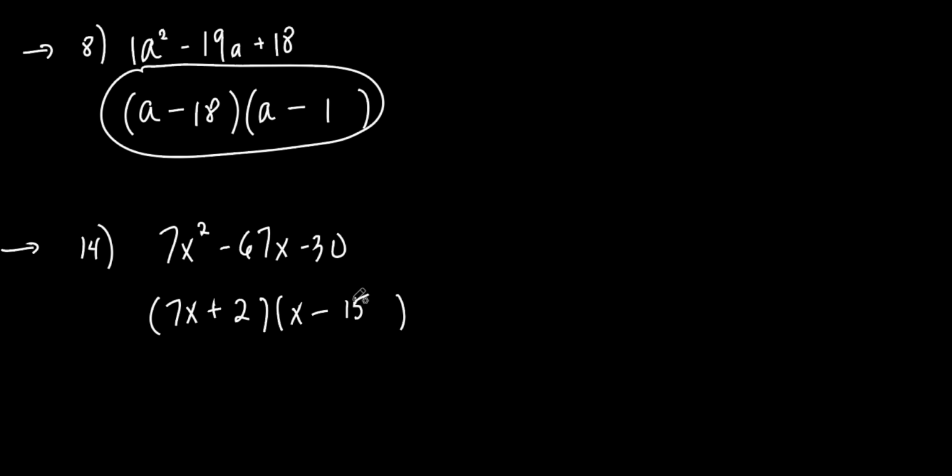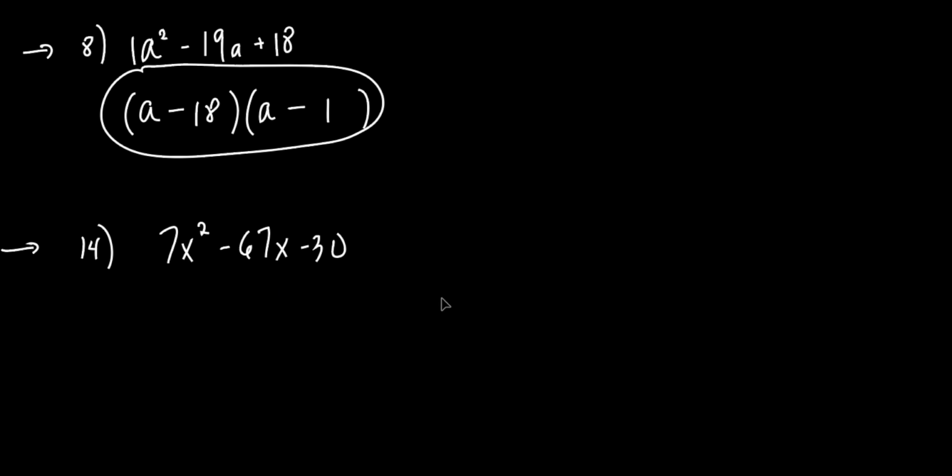What's 15 times 7? I should know that. It's 105. Okay, yeah, that's not going to work. I got negative 105 plus 2x. That's not going to work. I could try it the other way around, but I'm not going to keep doing that. You see the problem with doing it that way? So that could be an issue.